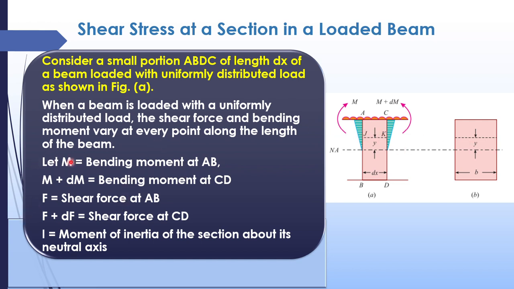Okay, let M be the bending moment at AB. At this point, the bending moment will vary along the section, right? The bending moment will change along the length of the beam. So at this point, let M be the bending moment. At this point, some additional bending moment may come for a uniformly distributed load. So M plus dM be the bending moment at CD. Now the shear force at this particular section is F, and at CD it is F plus dF. I is the moment of inertia of the section about the neutral axis.